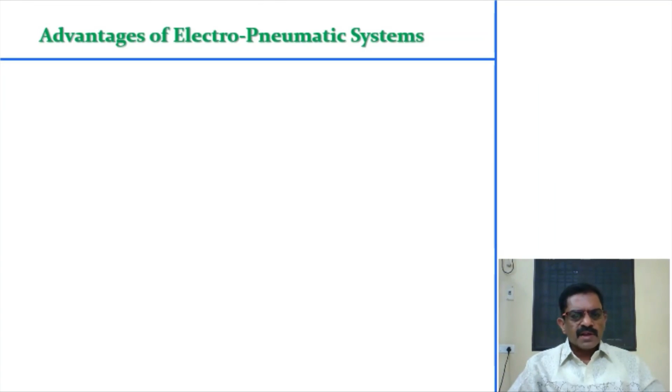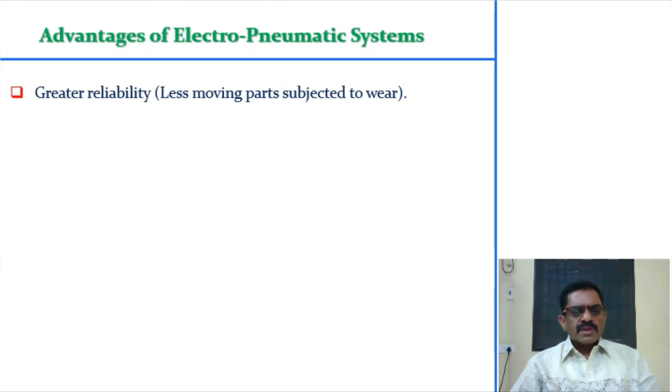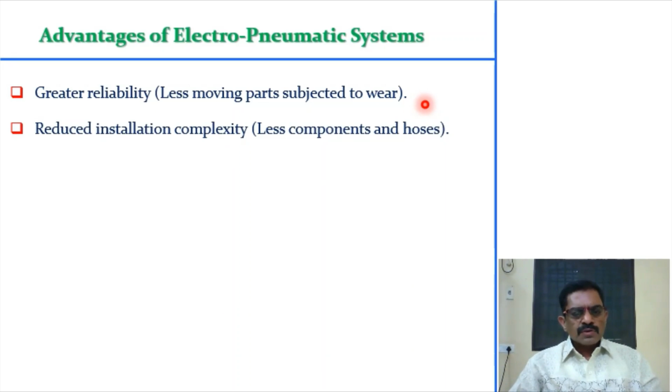Advantages of electro-pneumatic systems: there are an enormous number of advantages, and a few are listed here. It has greater reliability, with fewer moving parts subjected to wear. This is a valid advantage. Then reduced installation complexity, so installation can be done in a very simple way. Like we did for PLC, we have seen the advantages of PLC. All advantages of PLC can be listed here. Those are all good here.